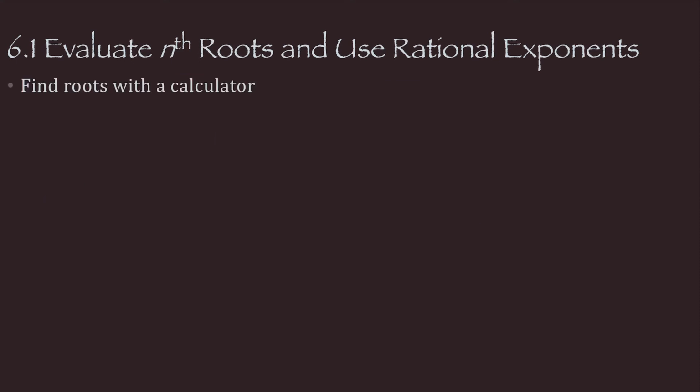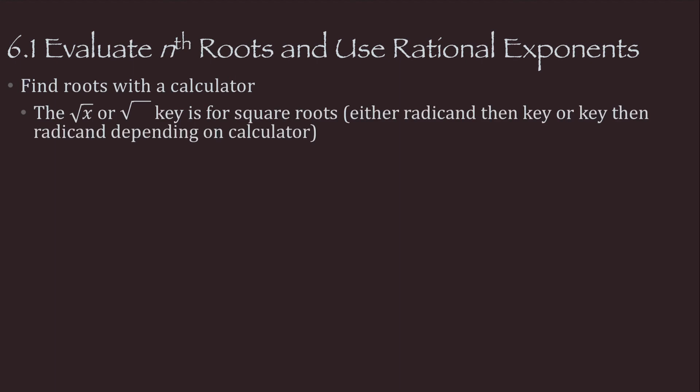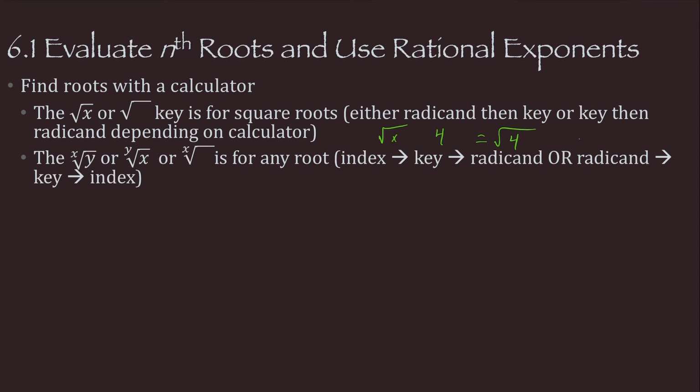Well, you probably want to know, how do I do this on my calculator? Well, your calculator probably has a square root of x or a square root key for doing square roots. And it depends on your calculator how you type it in. If you have a TI calculator like we've been using, you hit the square root button and then the 4. That's the same thing as square root of 4, which is 2.